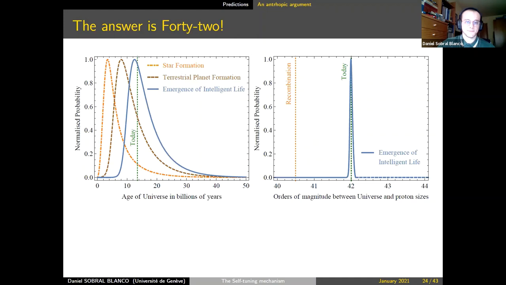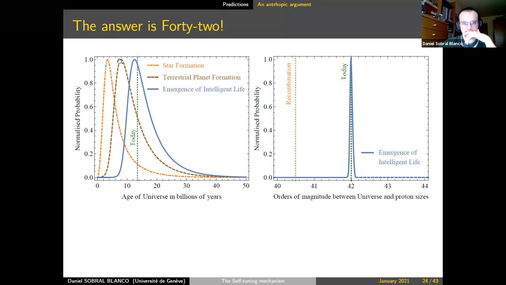So in the left graph, we have the star formation history, which has a peak at some point in the past, a couple of billion years after the Big Bang. Then it started the formation of terrestrial planets. It started after the star formation peak, after the solar systems start evolving and start forming planets. And it peaks at some point in the past, about more or less 9 billion years later.